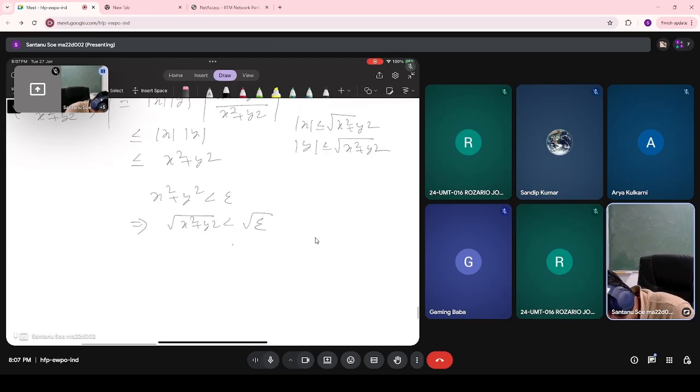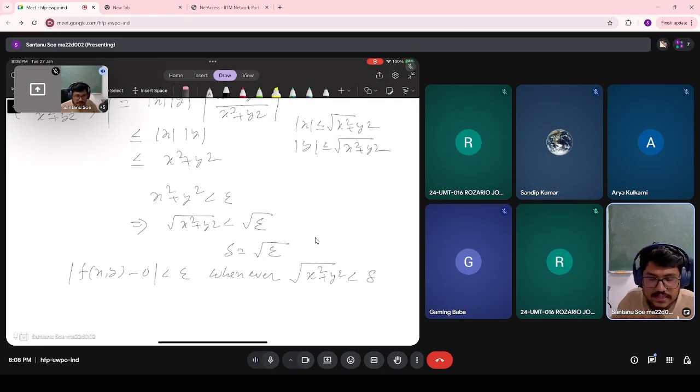So if you just take delta equals to square root of epsilon, then modulus of f of x comma y minus 0 less than epsilon will hold whenever square root of x square plus y square is less than delta. Okay, so is this clear in the definition of Cartesian coordinate? Otherwise, I'm going to go to the polar coordinate.